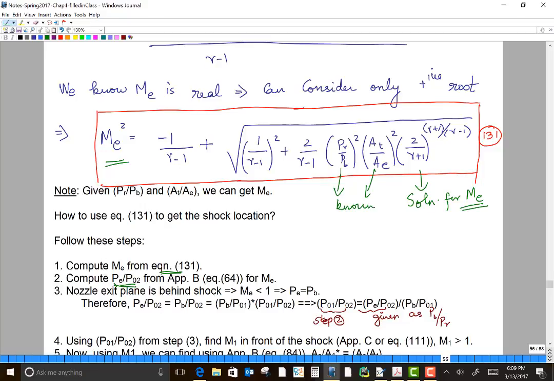And now, the nozzle exit plane is behind the shock, so PE is the same as PB, which means PE by P02 is PB by P02, which is PB by P01 times P01 by P02, right? So this PB by P02, it was just computed in step 2, okay?